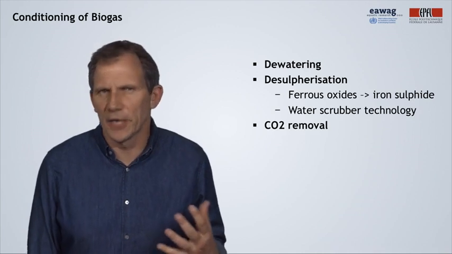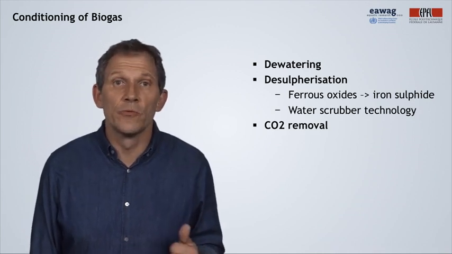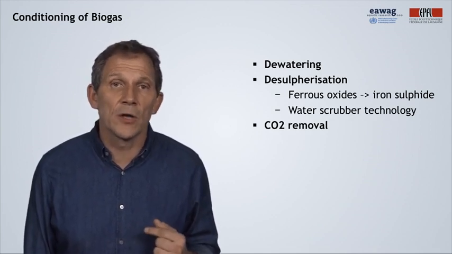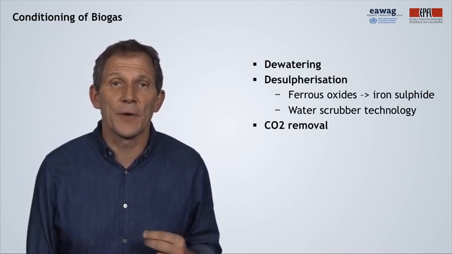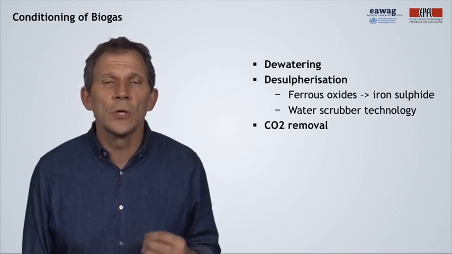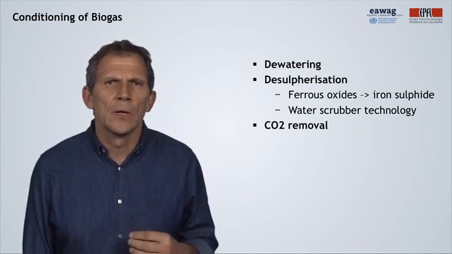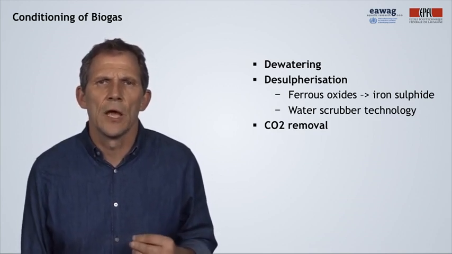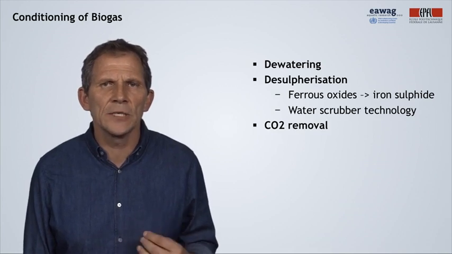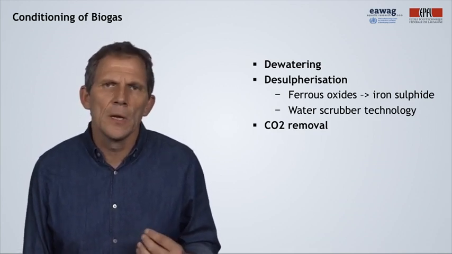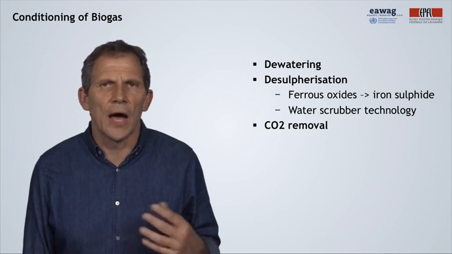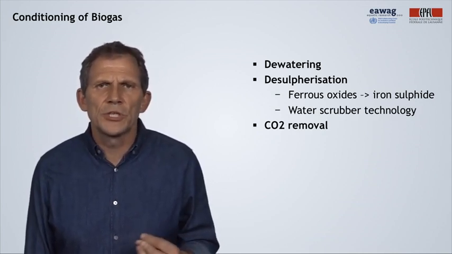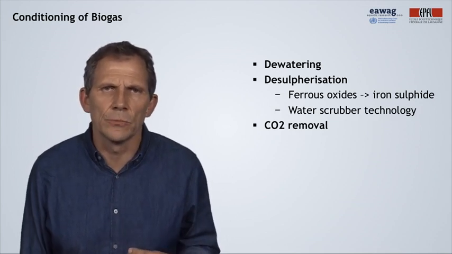For all use in machines, engines, or generators, biogas needs to be conditioned. We could also call this cleaned. The goal is to remove water vapor, which we've already talked about, but more importantly also hydrogen sulfide, which is very corrosive, and CO2, which has no energy value. Removing hydrogen sulfide is what we call desulfurization. We can do this with ferrous oxide, which then transforms the hydrogen sulfide into iron sulfide. We can also do this with water scrubbers, which at the same time also can remove CO2.